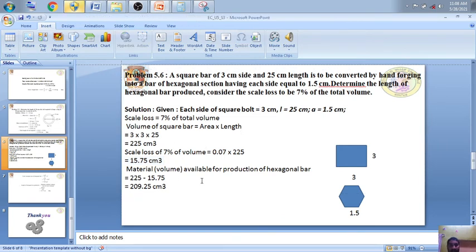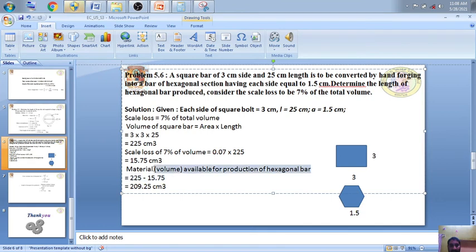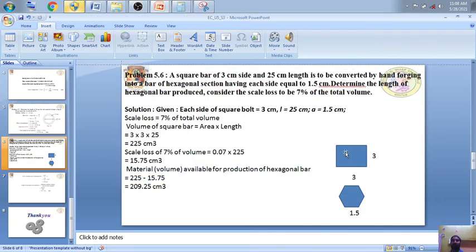So the material volume available for the production of hexagonal bar. The hexagonal bar is the finished product, and this is the raw material product. So the actual material available for the final product will be raw material size minus the losses. In the earlier cases we were adding the losses because we were calculating from the finished product, but here we are going from the raw material. So on the raw material you have to deduct the losses.